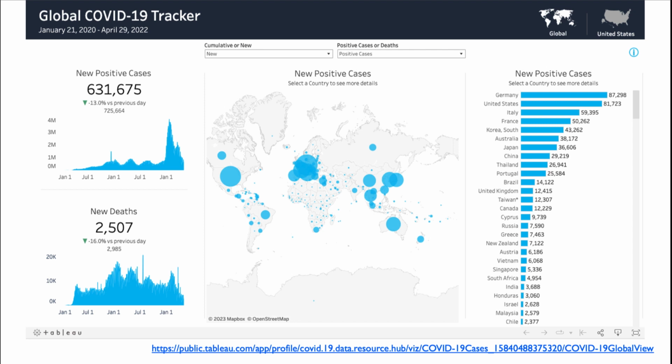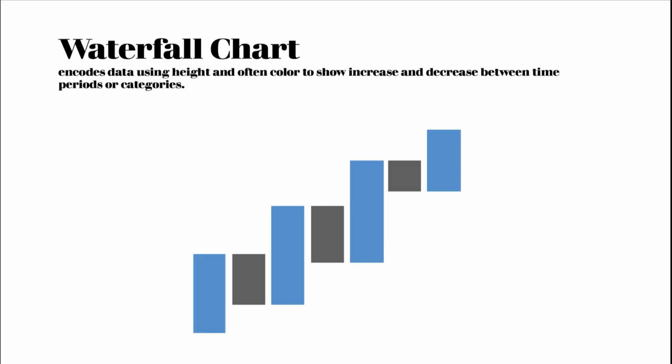You can see the information available over the web, and the link from down. If you cannot see it, but if you Google it, automatically you will see the link. I just pasted it today. Okay. Another type, waterfall chart, uses height and often color to encode data, showing an increase and decrease between time periods and or categories.